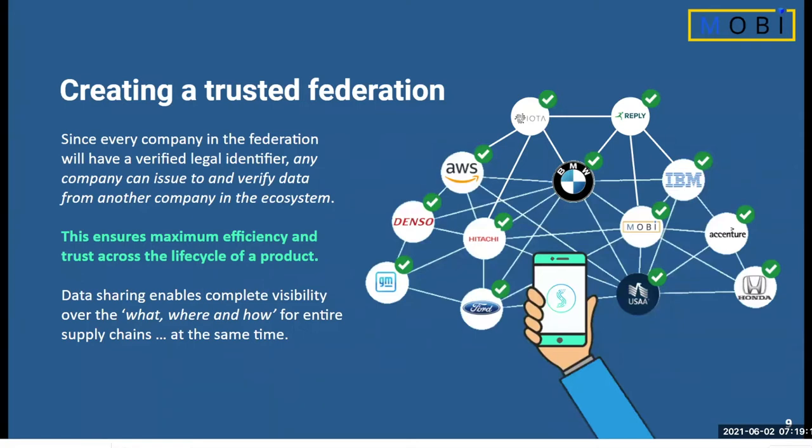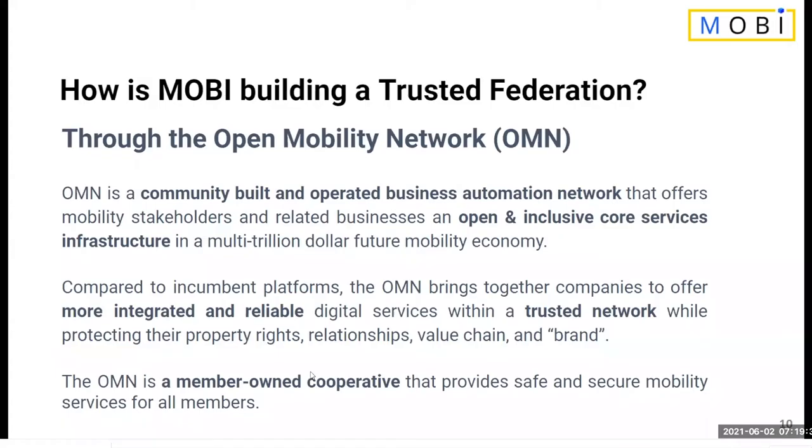So after this brief introduction and concepts and a couple of examples, what is MOBI actually doing about this trusted federation? So how is MOBI building a trusted federation? Through the open mobility network, building mobiNET, right? OMN is a community built and operated business automation network, right?